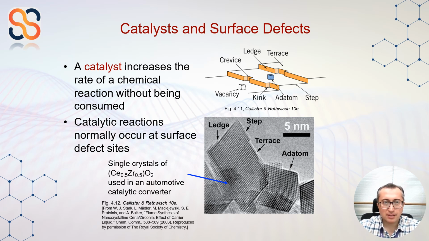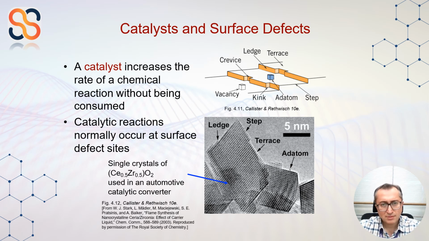So let's look at another example. Catalysts are crucial in many chemical processes, particularly in industrial applications and environmental chemistry. Let's explore the role of catalysts and how surface defects are involved in catalytic reactions. A catalyst is a substance that accelerates the rate of a chemical reaction without being consumed in the process. It means that once the reaction is complete, the catalyst can be recovered and reused. They are essential in various applications, from speeding up reactions in chemical manufacturing to reducing harmful emissions in vehicles.